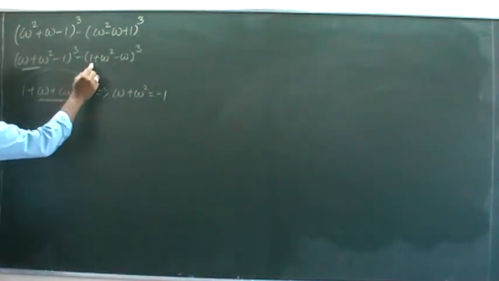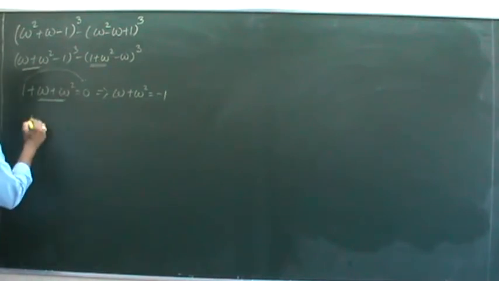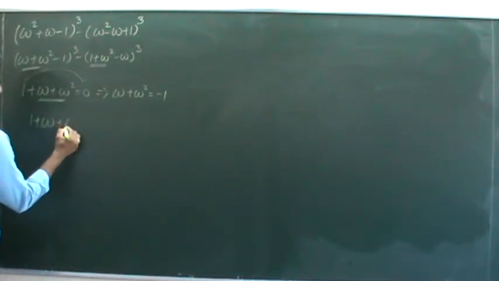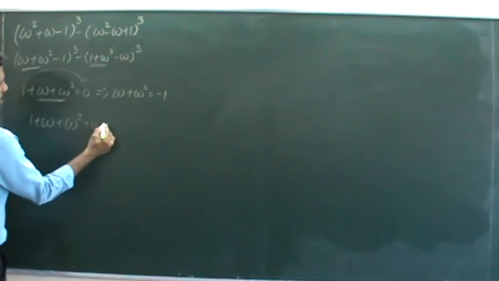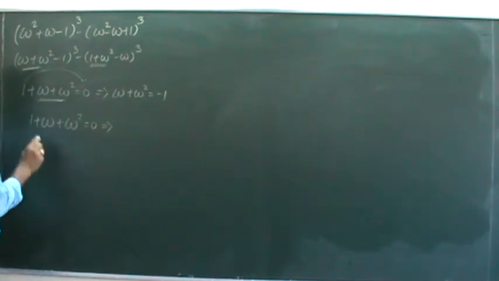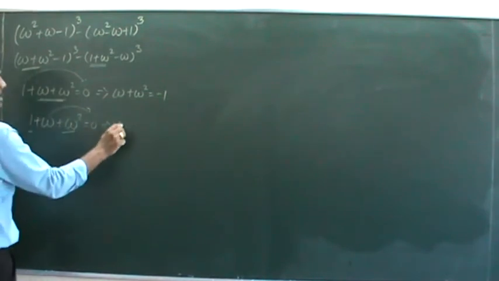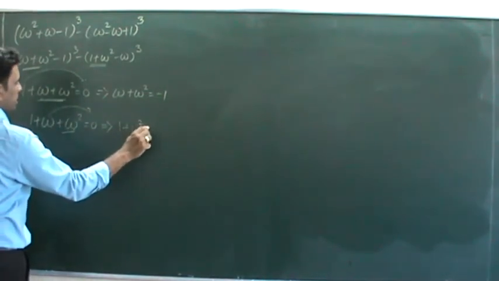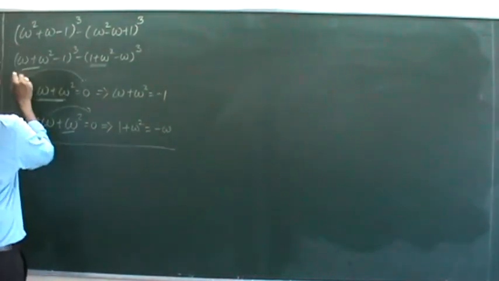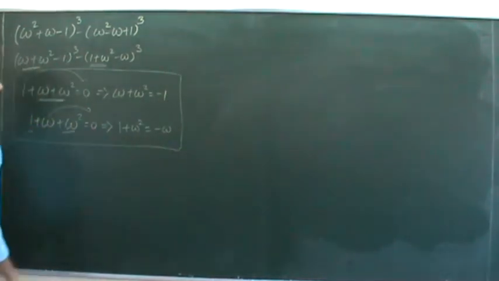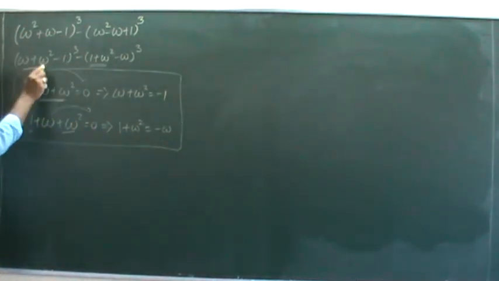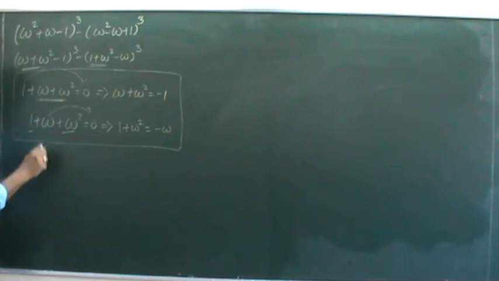In the same manner, here also is there. What is that one? Again I am going to take the condition, 1 plus omega square equal to 0. Now 1 plus omega square back, plus omega the same model. Then 1 plus omega square equal to minus omega. So my dear children, these two I am going to replace here in the question. Omega plus omega square value is minus 1.